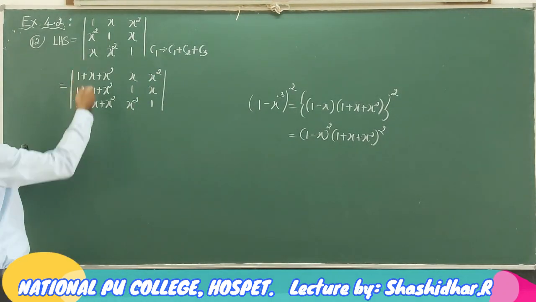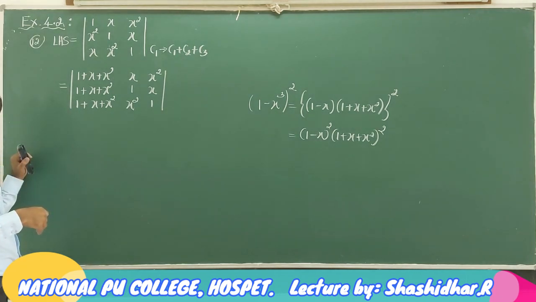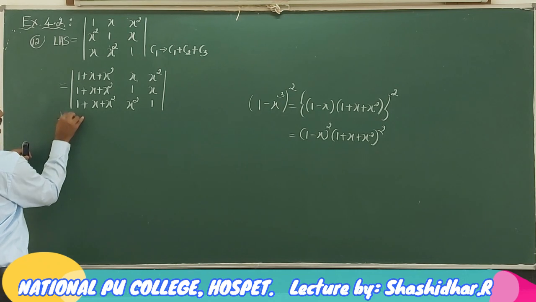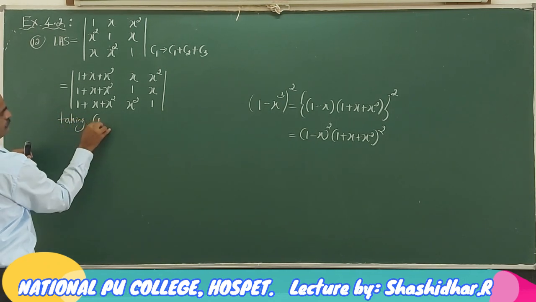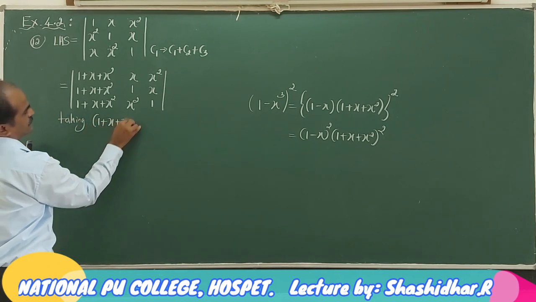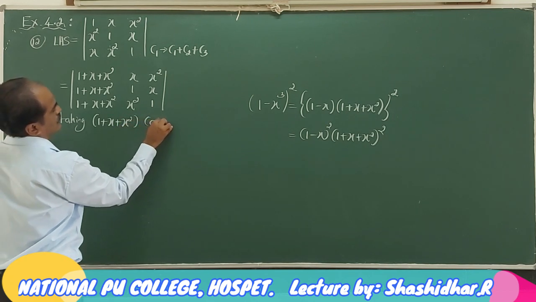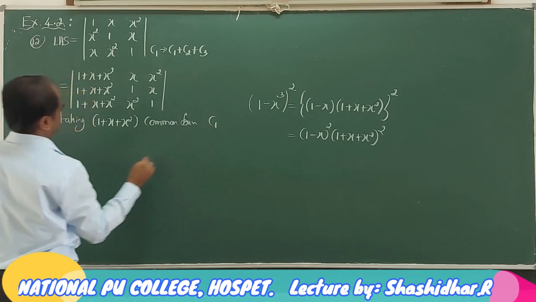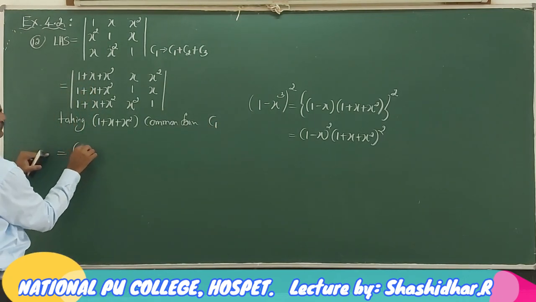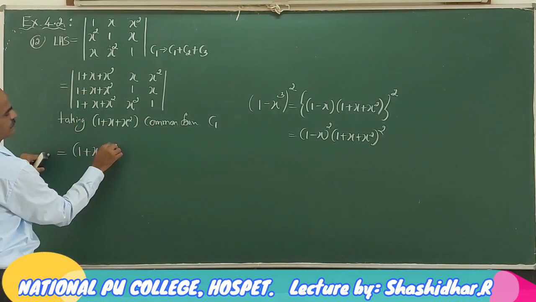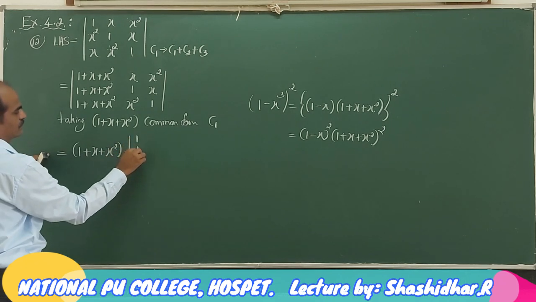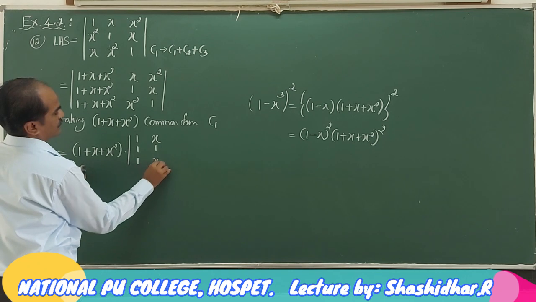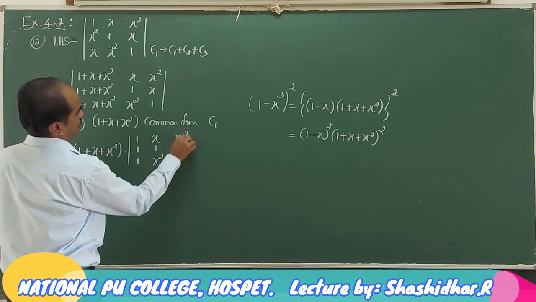Now look at the first column entries. They are all 1 plus x square. It is one of the required factors. Take common. Taking 1 plus x square common from C1, we get 1 plus x square into the determinant. First column 1, 1, 1. Second column x, 1, x square. Third column x square, x, 1.